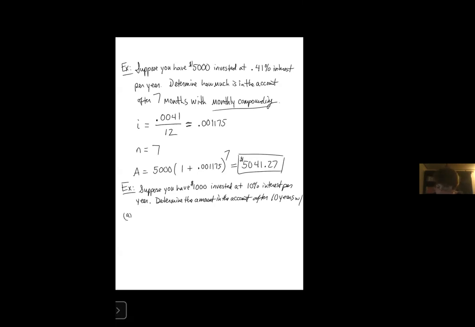4 parts. I'm going to write them like this. A, B, C, D. A. Annual compounding. B. Quarterly compounding. C. Monthly compounding. D. Daily compounding.